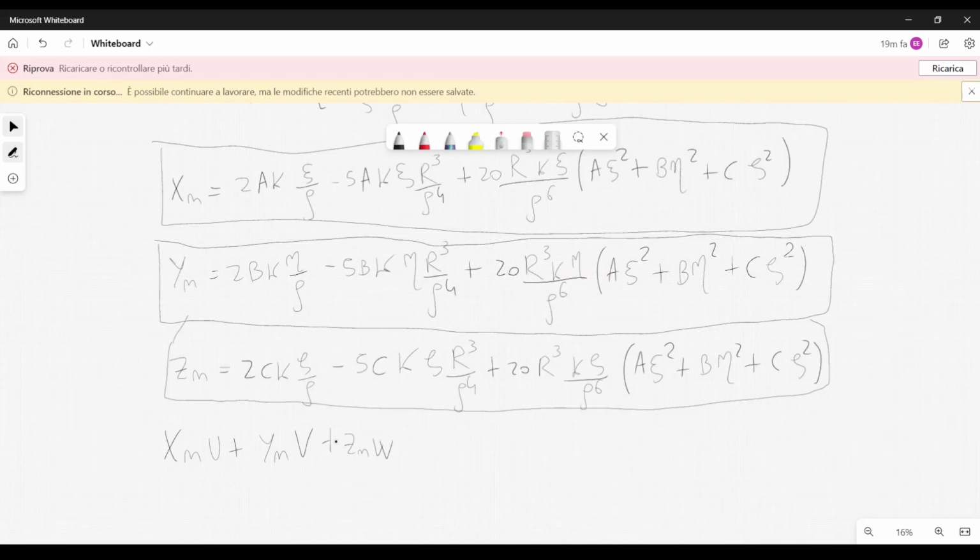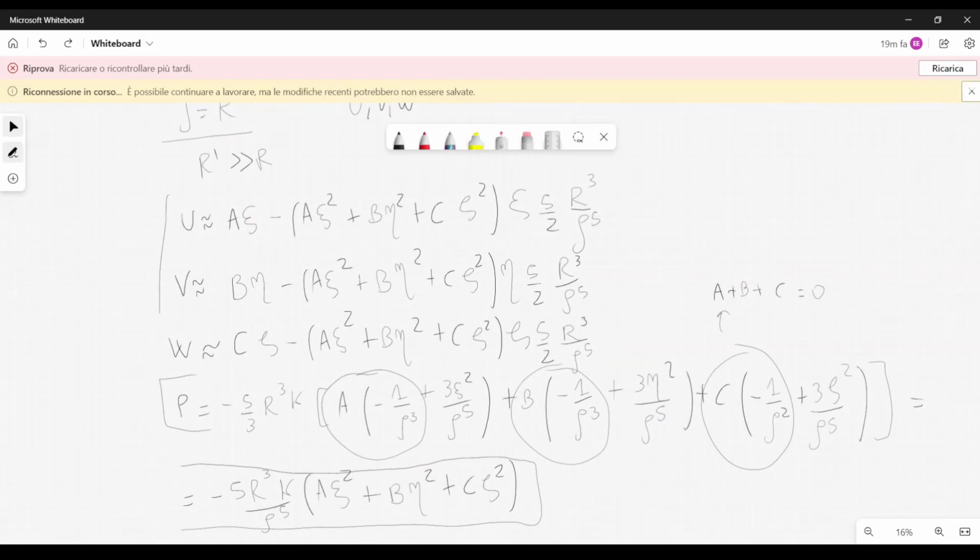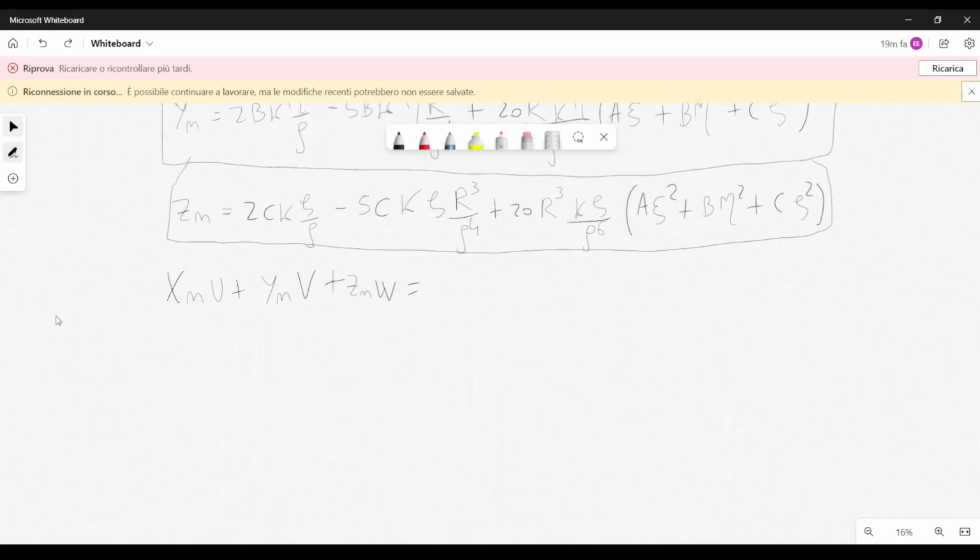Now we can use these expressions in the calculation of xn times u plus yn times v plus zn times w. And you simply use these three equations and also the equations for u, v, and w, the simplified version, where we neglect high order terms, and what you get is the following. I'm going to rewrite it here because otherwise I might not have enough space. 2k over rho. So there are some algebraic steps here. I'm not going to do the algebra. As I said, it is just basic algebra. You just have to do some computations.